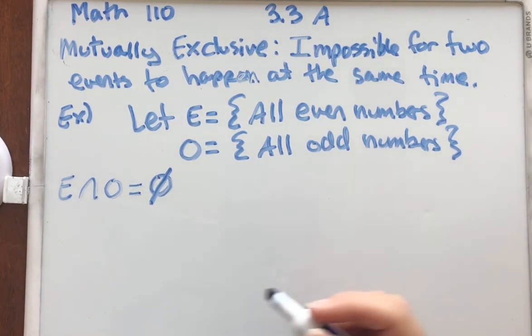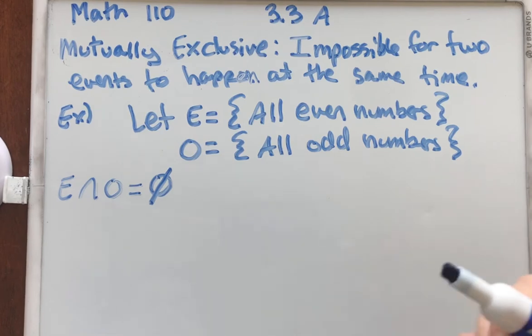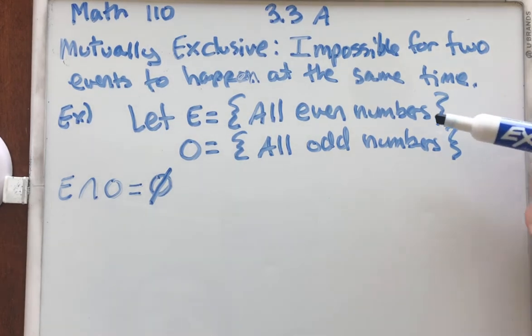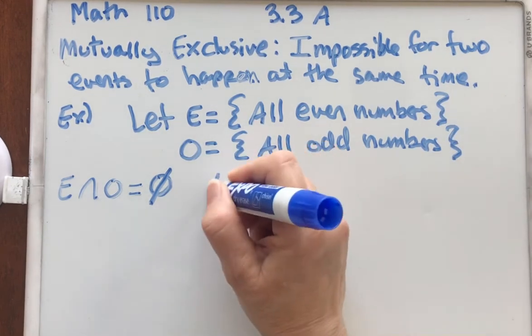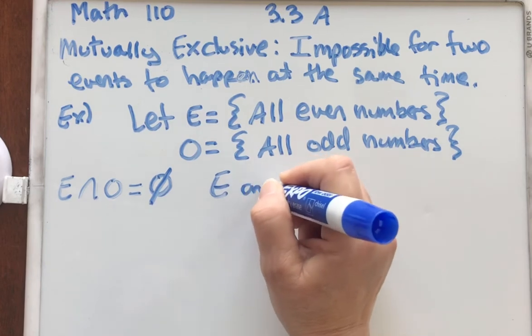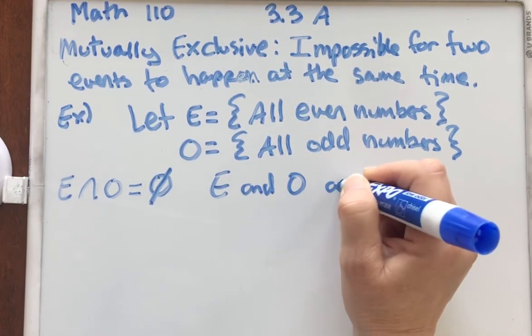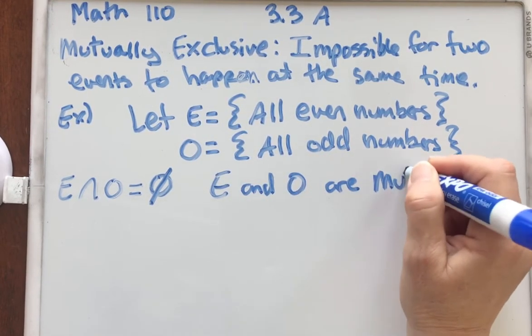All right. So since there is no such thing as a number that can be even and odd, we can say the set E and the set O are mutually exclusive.